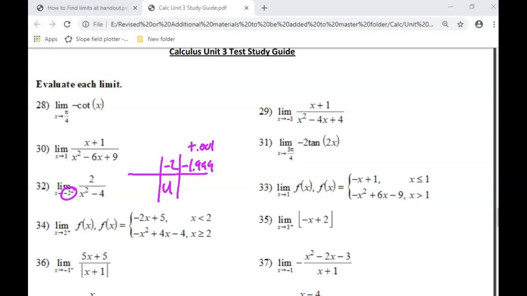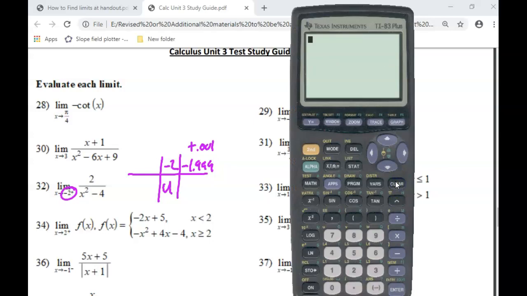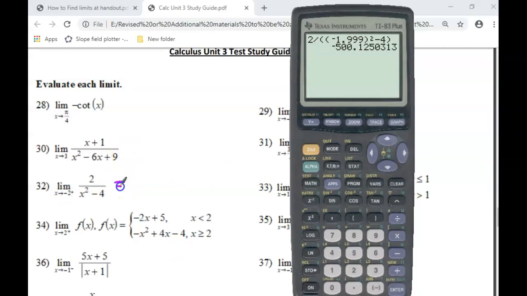Since I'm only plugging in one number this time, instead of going for the whole y1 situation, I'm just going to type it in as is. It's going to be 2 divided by parentheses, negative 1.99 squared minus 4. Just going to plug it in old school style. And I get a really big negative number, which means that we can say it's going to negative infinity, right? There you go.